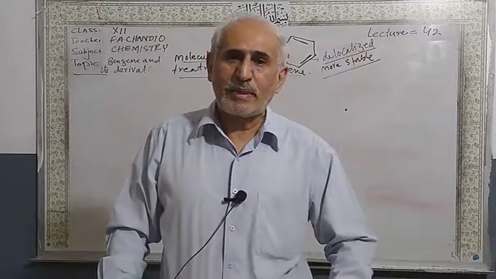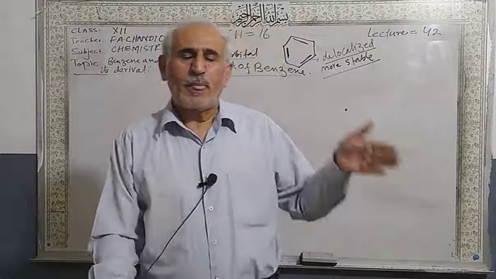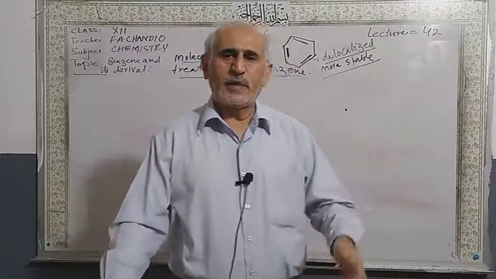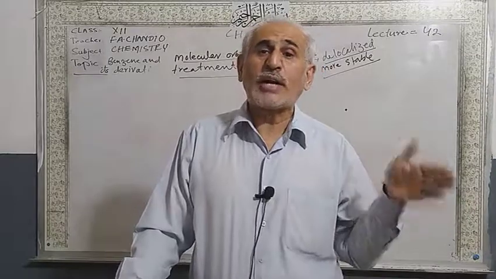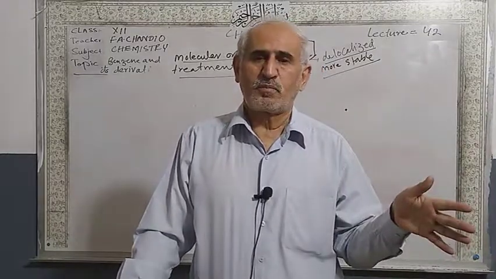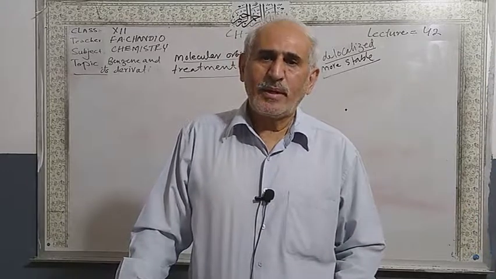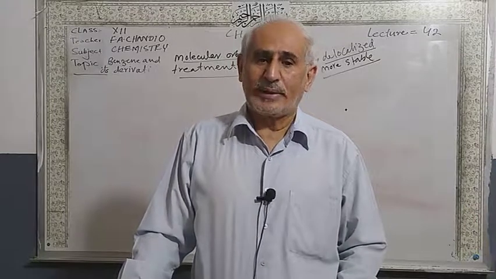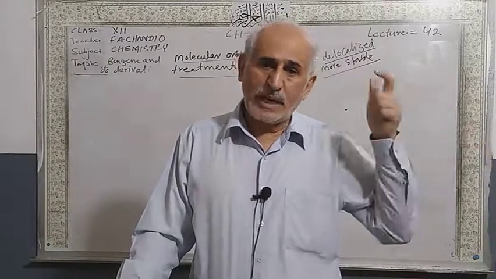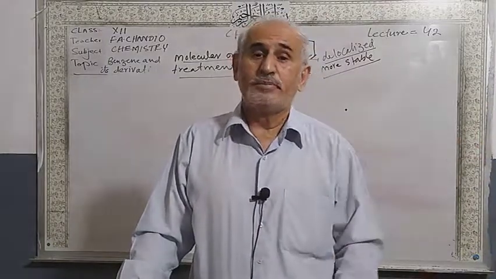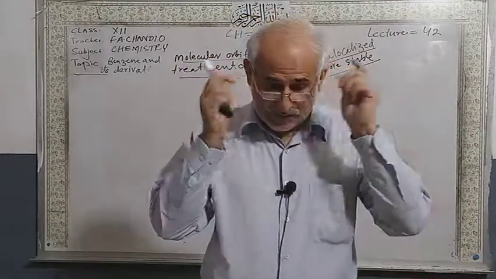Due to its stability, reactivity will be decreased. That's why, as I told you in previous lectures, in the order of reactivity alkenes are the most reactive. First alkenes, then alkynes, then benzene, then alkanes. So it means that alkanes are the most stable and least reactive.